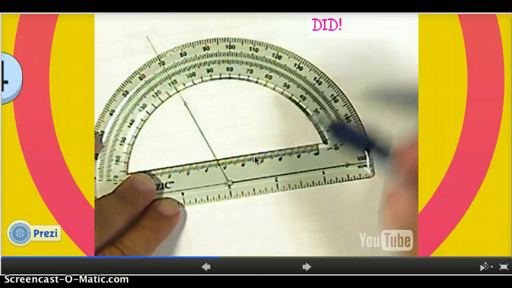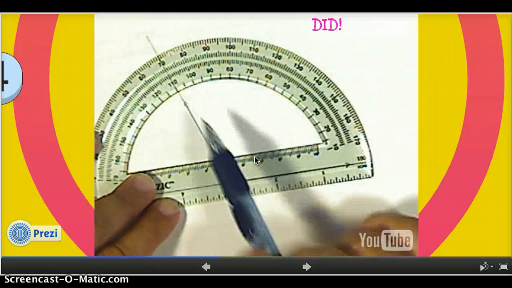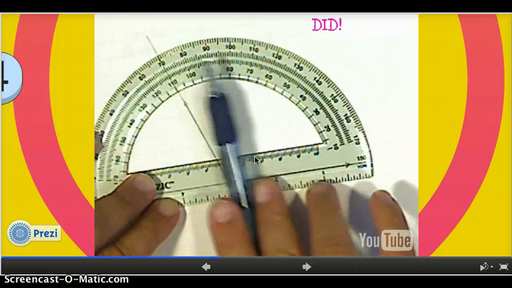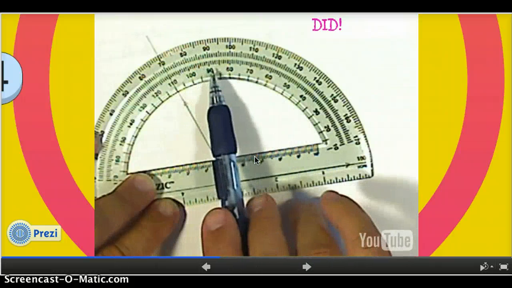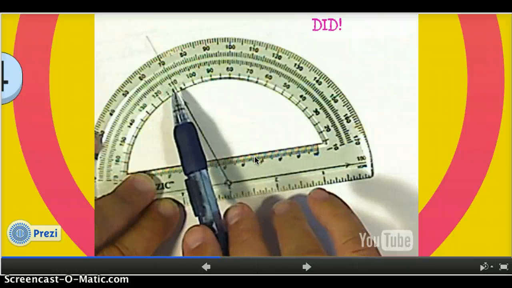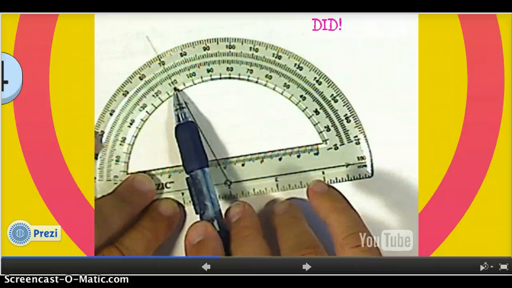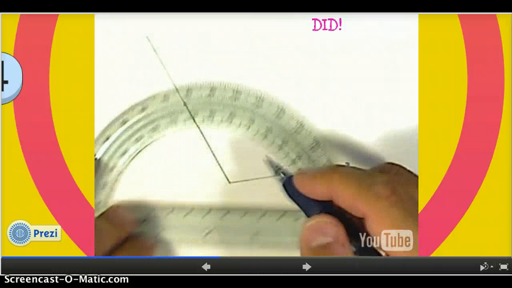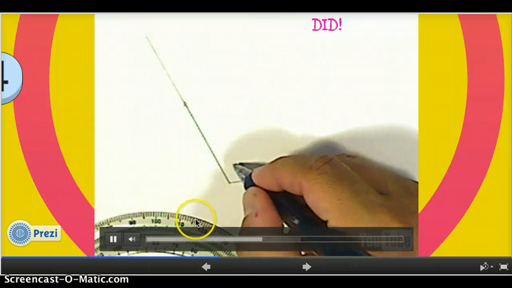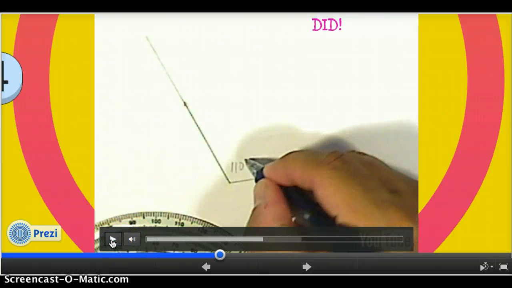Well, this angle is obviously larger than 90, so it's not acute, it would be obtuse. So it has to be more than 90, so it must be the 110. So this is 110 degrees. All right, and so that's how you get the measurements for your angles.